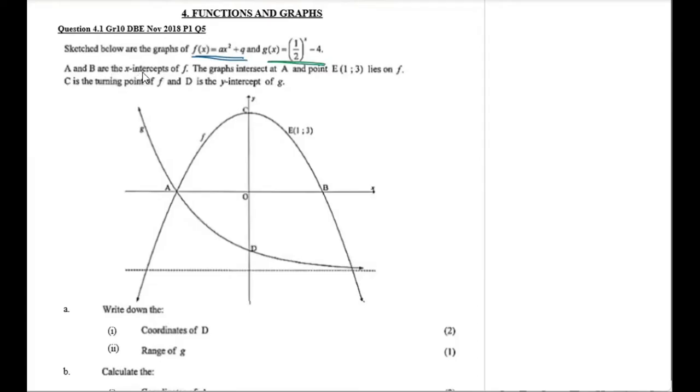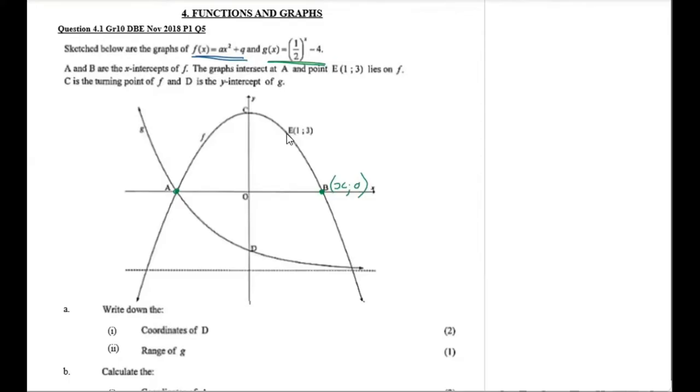A and B are x-intercepts of f. Remind me again, everybody, what is so special about the x-intercepts? Y is equal to 0. So straight away at these two points, A and B, I might not know the coordinates, but I know that my y value is 0. I don't know what the x is, but I know the y value is 0. And that's why they told you that. The graphs intersect at A, so A is a point on both of the graphs, that's why that's important.